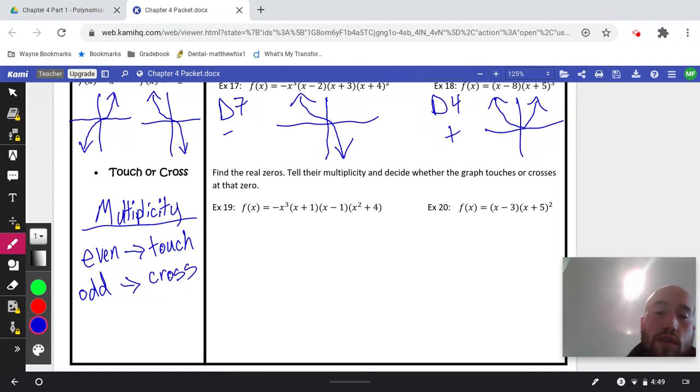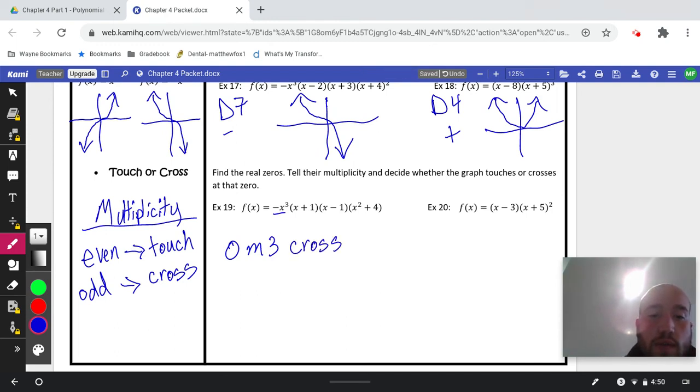Okay, so let's find all the real zeros and then tell if their multiplicity touches or crosses at the 0. Okay, and so this first one right here, negative x to the third, that's going to be a 0 with a multiplicity of 3, and since it is odd, we know it will cross.